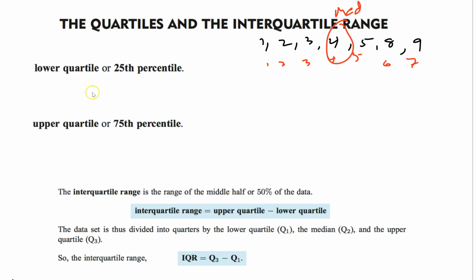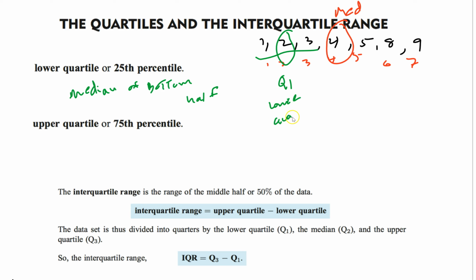The lower quartile is the median of the bottom half. So if we go right here, that's our median, so this is the bottom half. Right here would be the lower quartile, or Q1. It's also known as the bottom 25% of your data, like the 25th percentile. So of all the numbers here, this is the bottom 25th percentile.